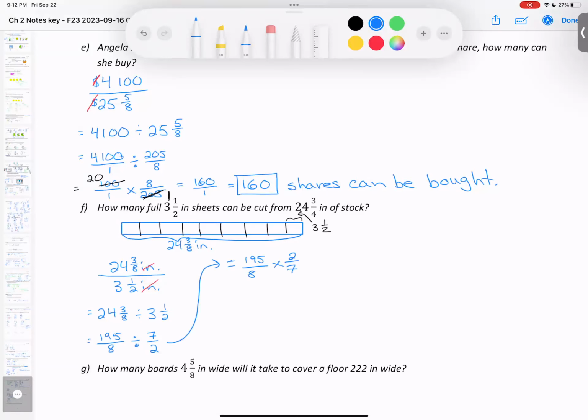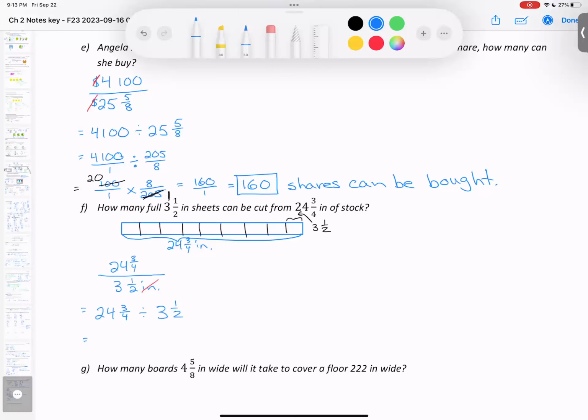Uh-oh, I think I've done something wrong here. That's not the answer I've got in my notes. Because it's not 3/8. It was supposed to be 24 3/4. Sorry about that. Okay, let's go back here. Let's just redo this. So we had 24 3/4 is our total length. So we're going to rewrite this then as 24 3/4 divided by 3 1/2. Okay, let's try that again.